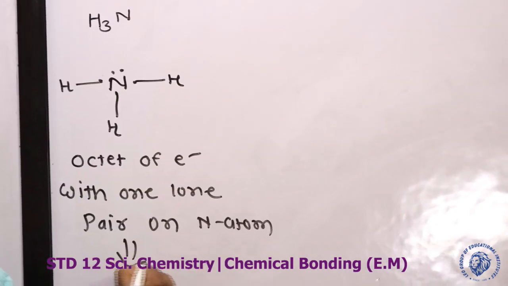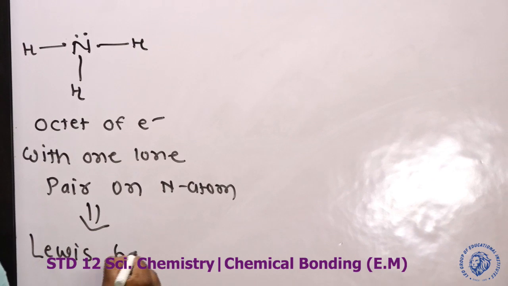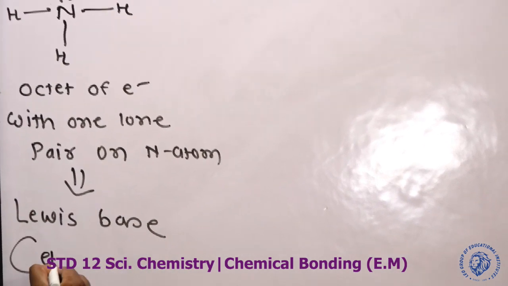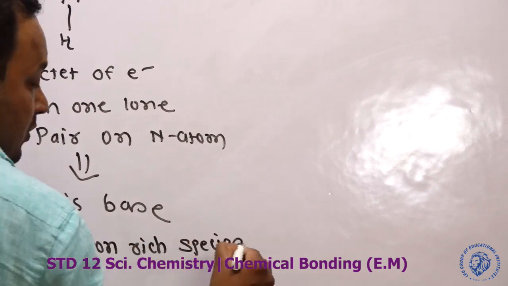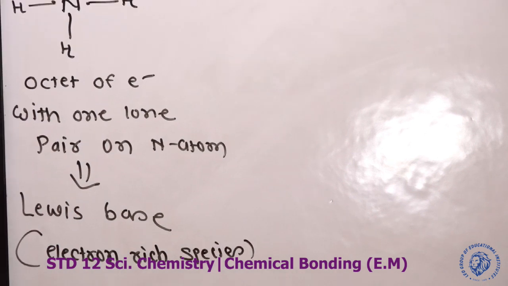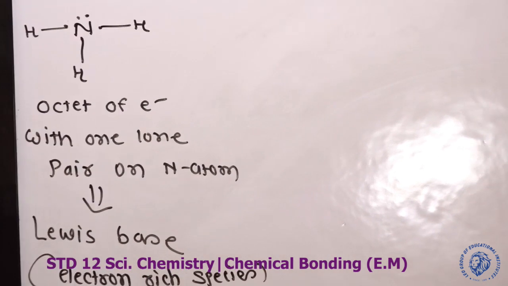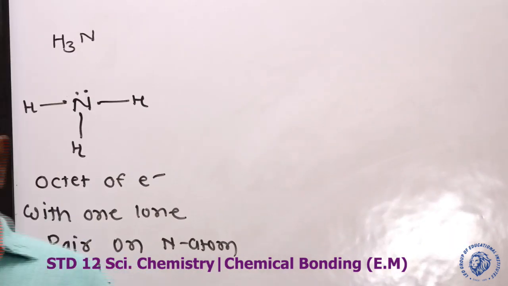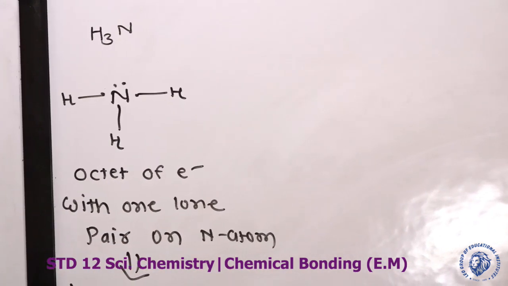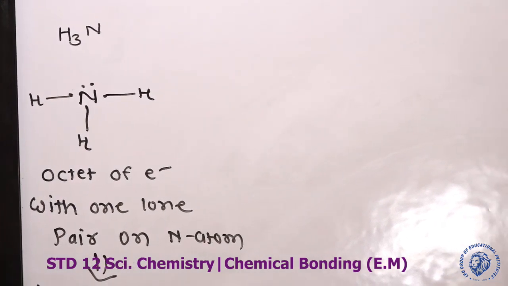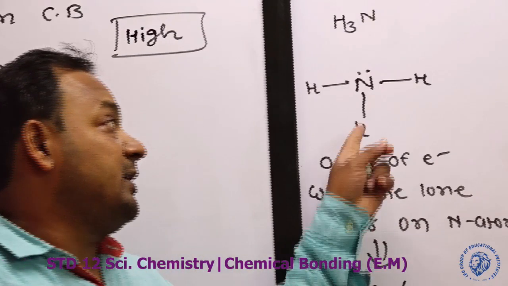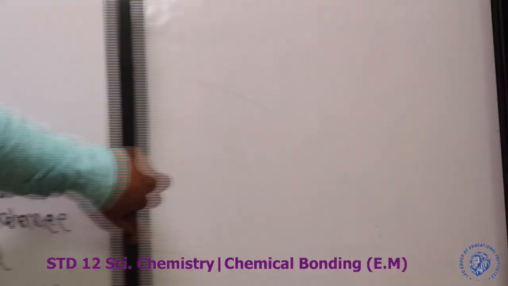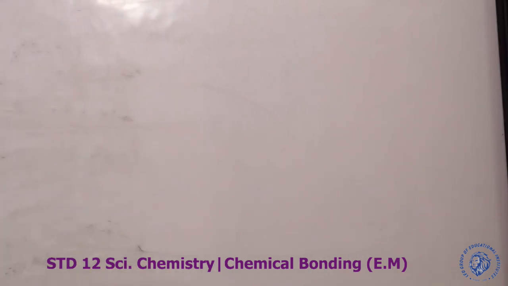Such compounds act as Lewis bases. Such compounds are also known as electron-rich species. So what is the advantage of this electron-rich species? All those compounds which can donate electrons are known as Lewis bases, and only an electron-rich compound can donate electrons. So if you know the Lewis base, then you also have an idea about the coordinate covalent bond. And this electron-rich species has a complete octet with a lone pair, in various compounds.